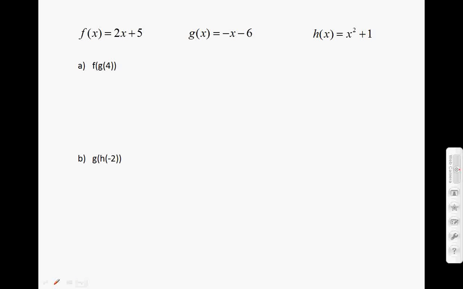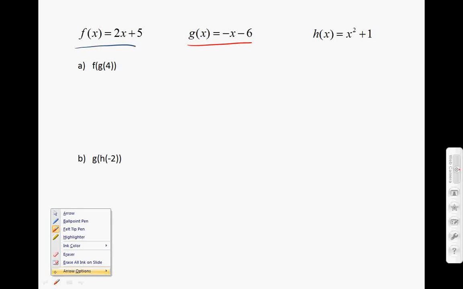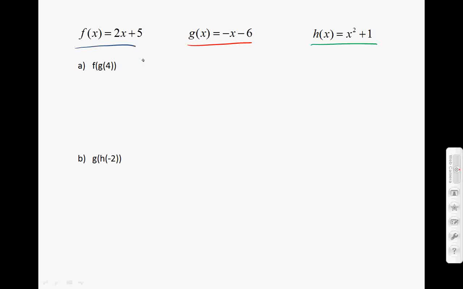Here are some examples. We are going to answer questions using the functions f of x equals 2x plus 5, g of x equals negative x minus 6, and h of x equals x squared plus 1. We're now going to evaluate what we call composite functions here. So look at this. This is read as f of g of x.